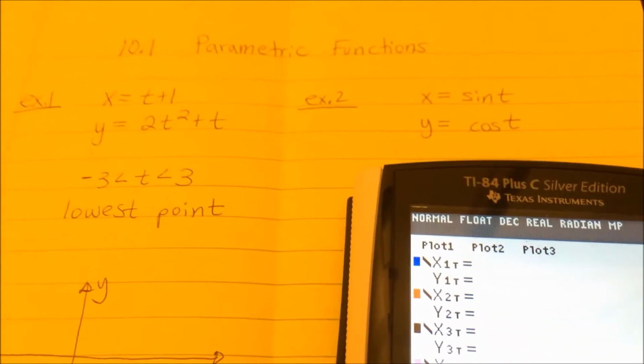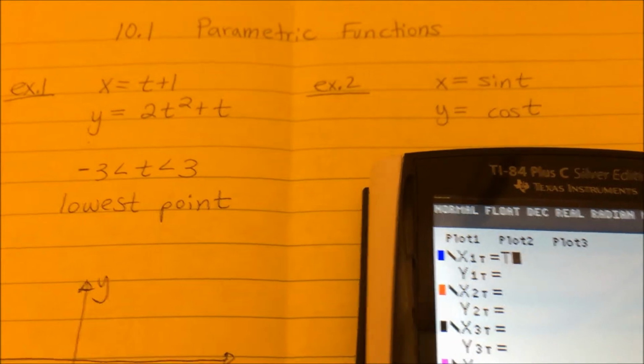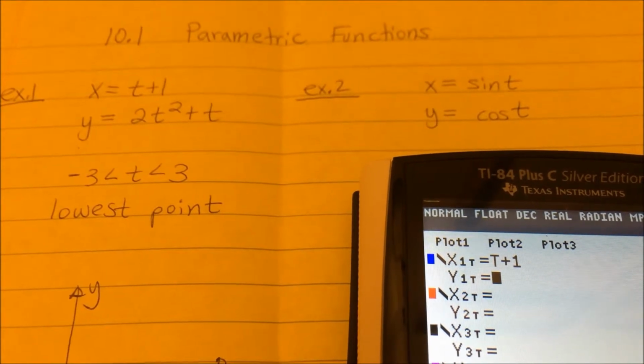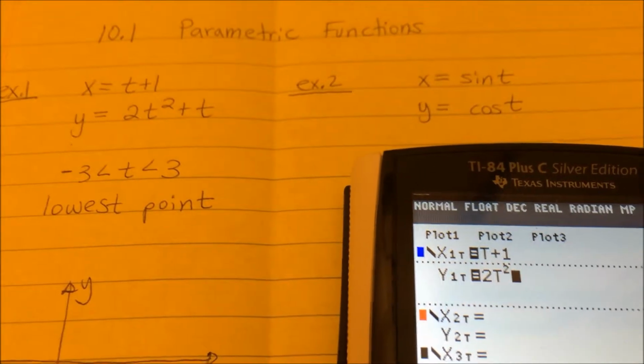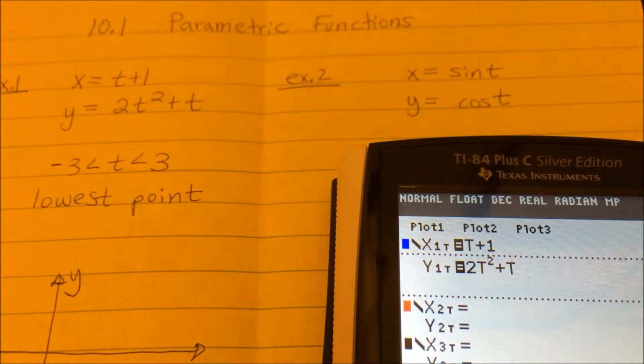So let's enter that in the calculator right there. The first one is going to be t plus 1, right? And then we're going to drop down the arrow key to go to the y, and you're going to enter 2t squared. The square is the same, nothing has changed, and then plus t, okay?